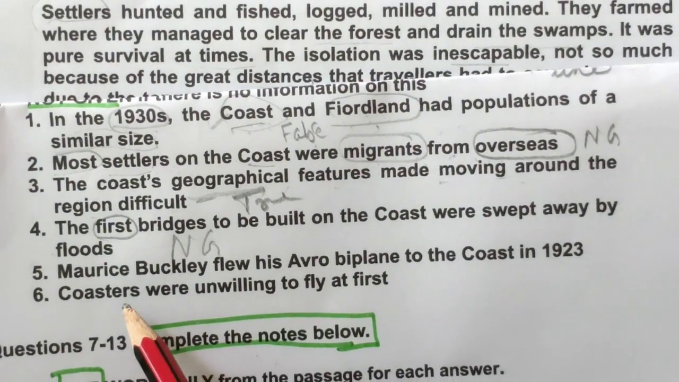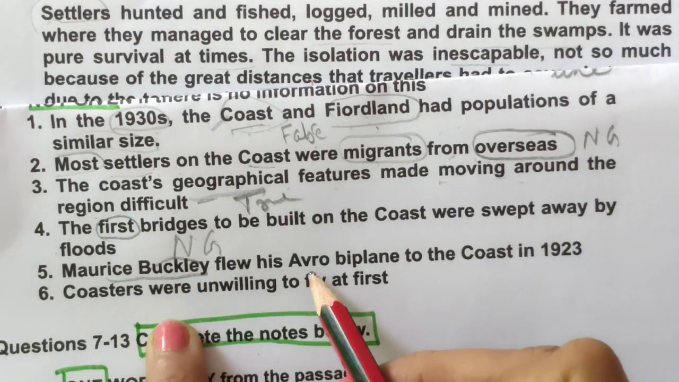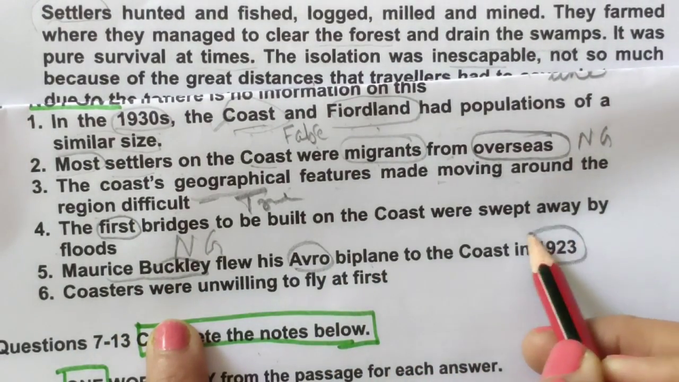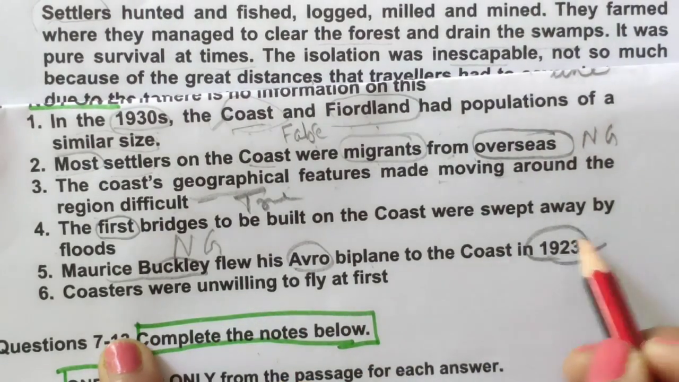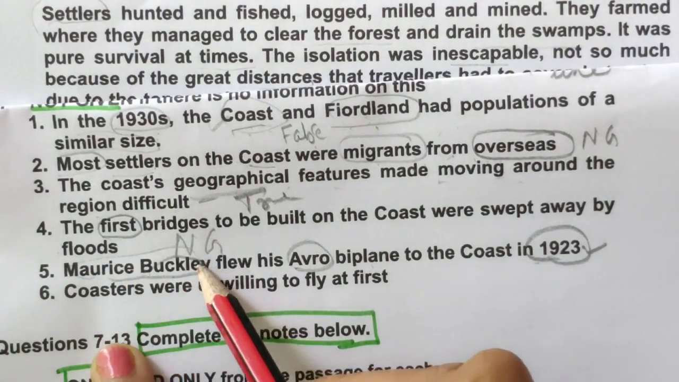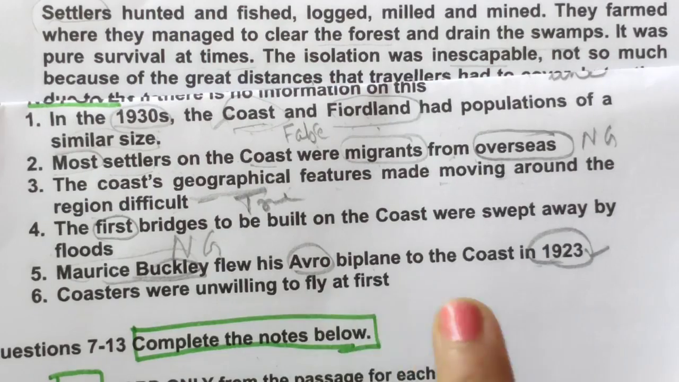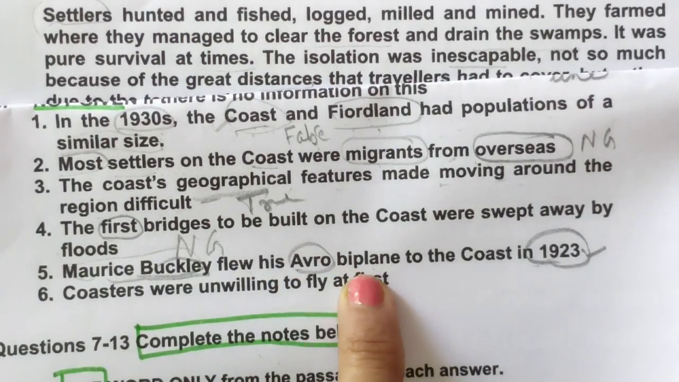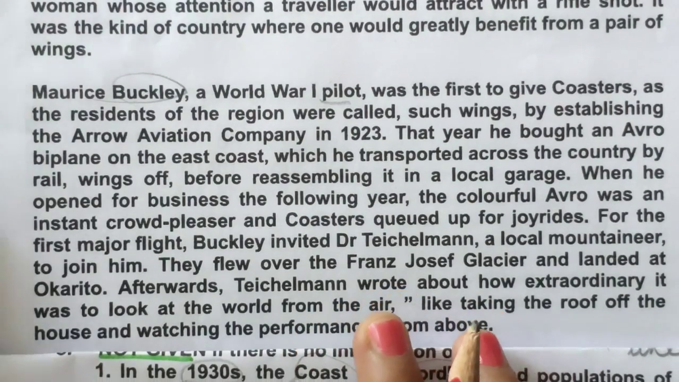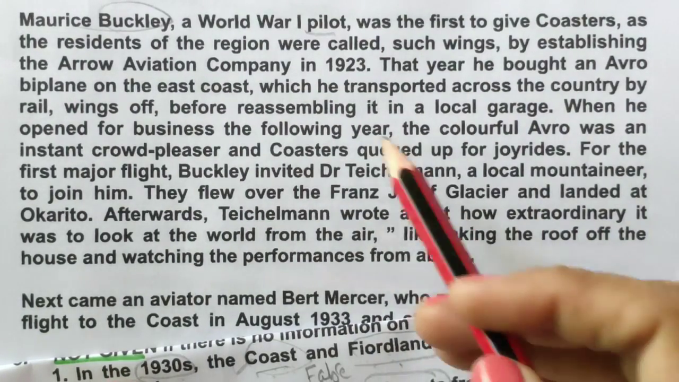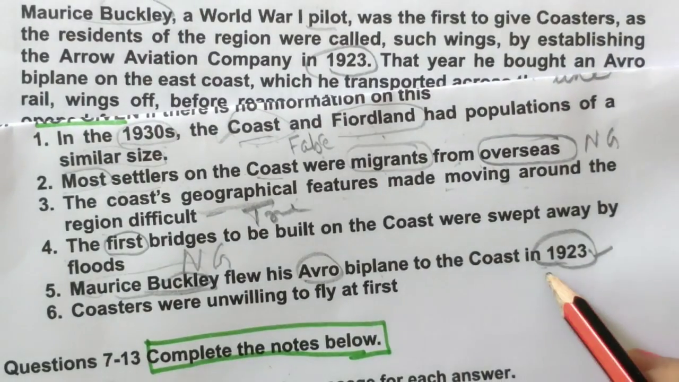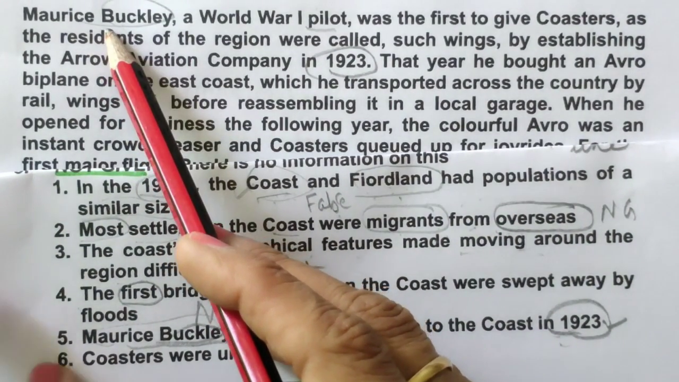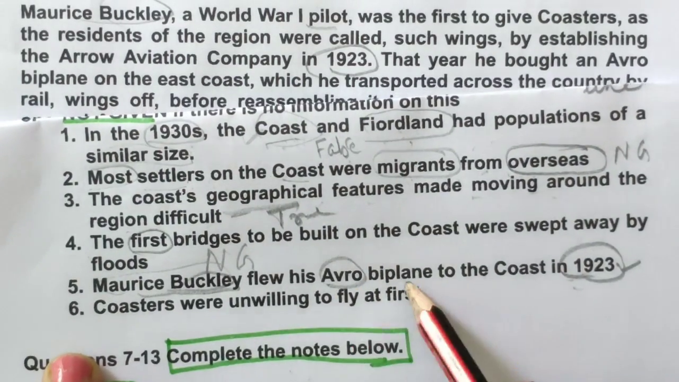Now fifth number, Maurice Buckley flew his Avro biplane to the coast in 1923. So I will find this word, this figure and this person's name. These two keywords will take us to the location, and after that we need to find whether he flew his Avro biplane in 1923. Now this person's name is here in the next paragraph. See this. Okay, 1923 I can see here. So these are the words we were looking for. This person's name is here in the first line. Now we have to find Avro biplane.